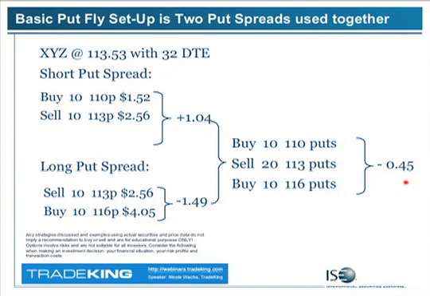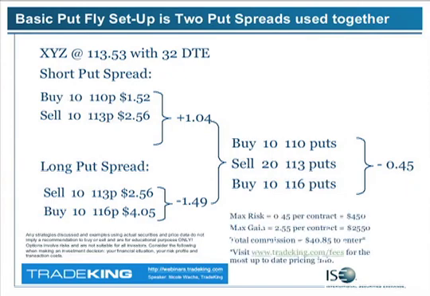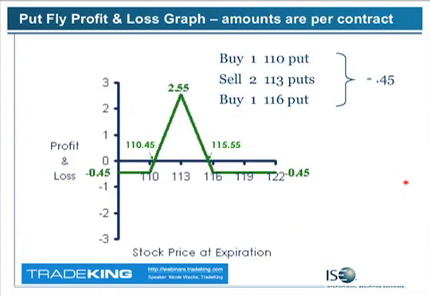And so this has the same maximum risk and maximum reward. 45 cents or 45-cent debit is how much you can lose, and how much you can gain is a factor of the difference between the strikes less that debit. So that would be about $2.55 per contract. And don't forget about the commissions. Again, the visual shows the same story as we saw before.